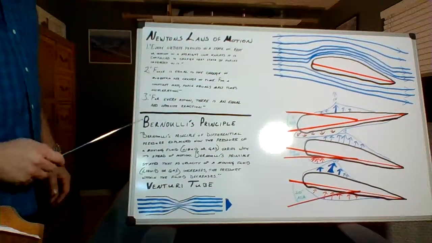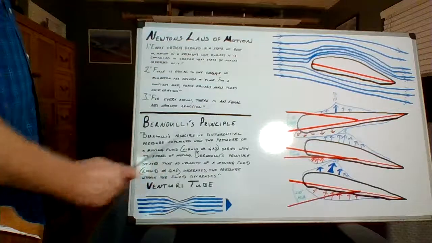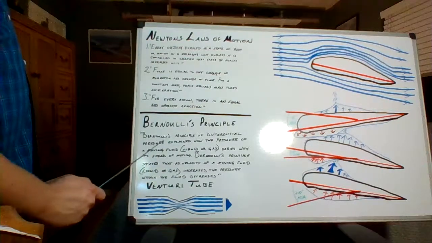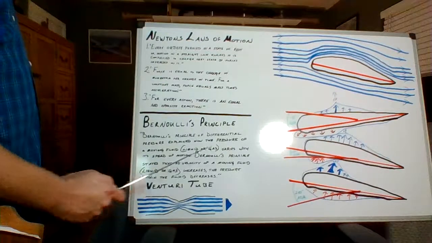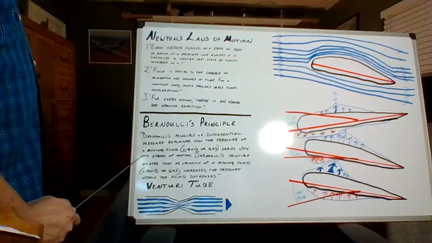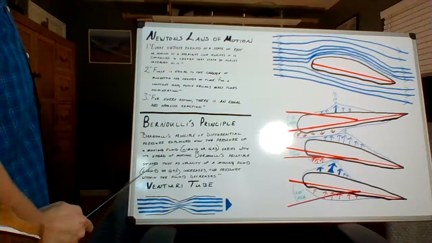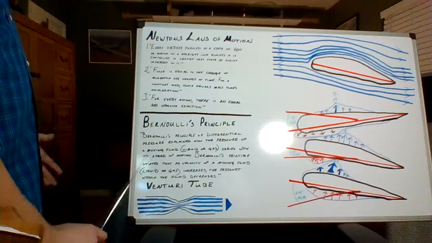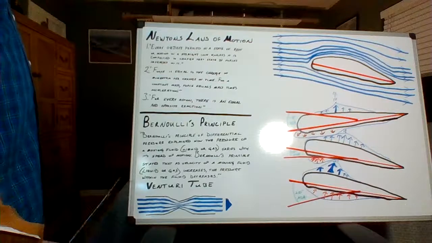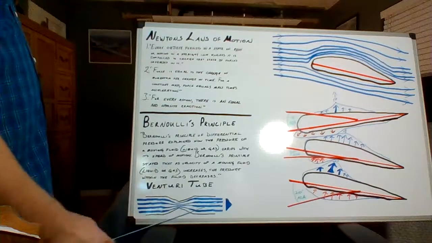The next is Bernoulli's principle. Bernoulli's principle of difference in pressure explains how the pressure of a moving fluid, liquid or gas, varies with its speed of motion. Bernoulli's principle states that as the velocity of a moving fluid, liquid or gas, increases, the pressure within the fluid decreases.